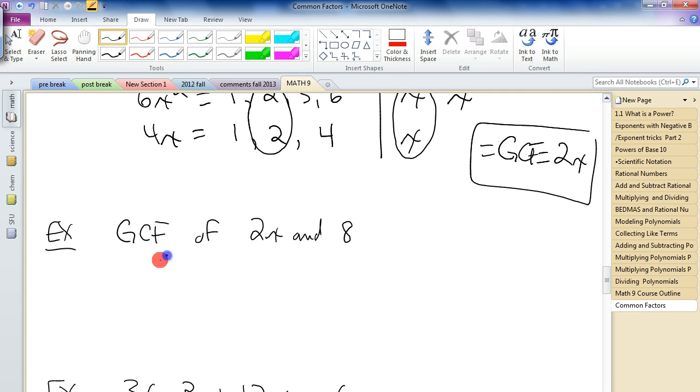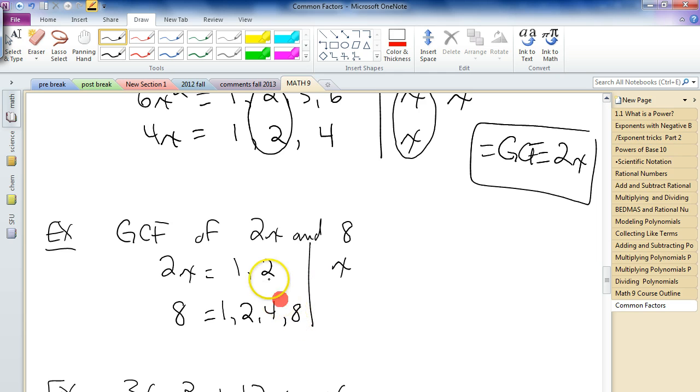This one here probably is an easier one than the ones above. 2x and 8. What is 2 made of? Well, 2 is made of 1 and 2, and it's got an x. 8 is made of 1, 2, 4, and 8, and doesn't have an x. What's the biggest number that they both have in common? It's 2. They don't have an x in common. The 2x had an x, but the 8 didn't. So the GCF in this case is just 2. Now if you're thinking, I don't need to write all this stuff out, I just realized I know that 2 is in common with the 8 and there's no x. And if you know this in your head, that the answer is 2, good for you.